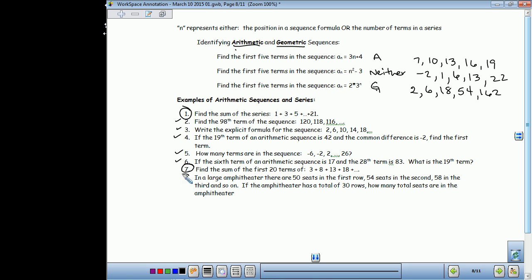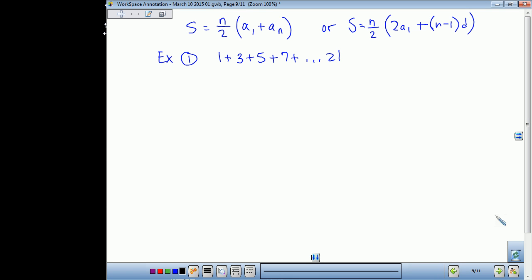Okay, so these type questions, when you're finding the sum, that's where we would have to use our summation formulas. We're going to look at 3 examples today, and then I'm going to let you start your assignment. All right, so here is a series. I know it's a series because we have plus, plus, plus. Looks like a sequence, but we have the plus in between.